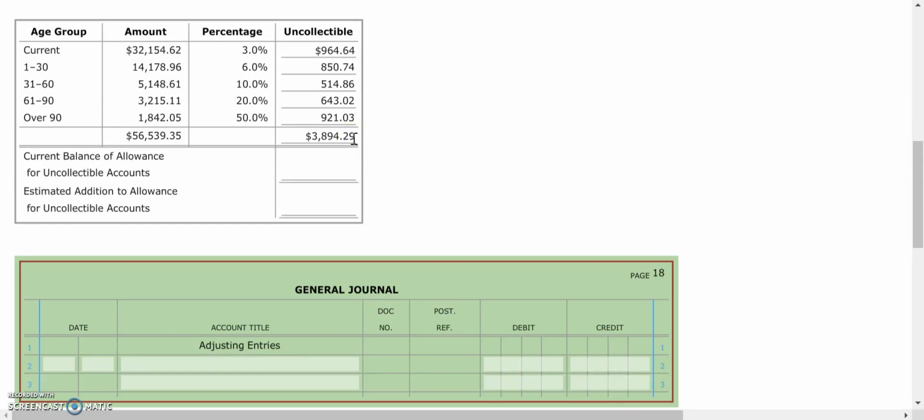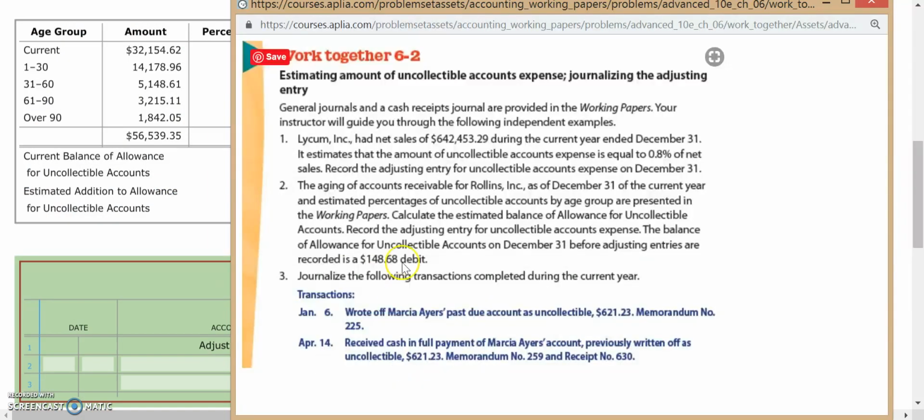So that's what we believe our balance will be in our allowance for uncollectible accounts at the end of the year. However, we're currently sitting with a balance there already. Let's look at what that is, because this is a little tricky. Please note that it says the balance of the allowance for uncollectible accounts before adjusting entries, which we haven't done yet, is $148.68 debit. Remember that the allowance for uncollectible accounts is going to have a credit balance.